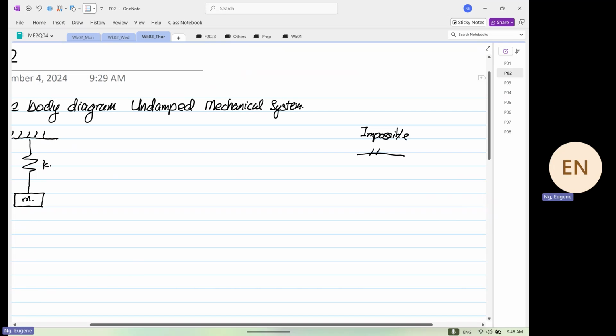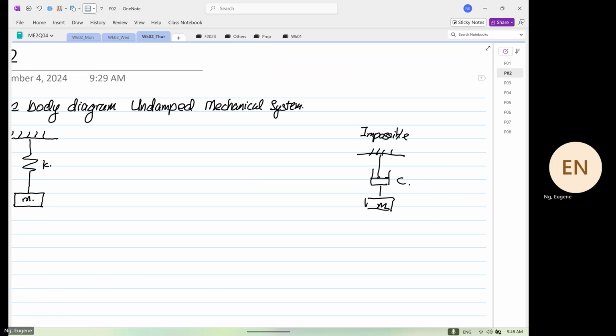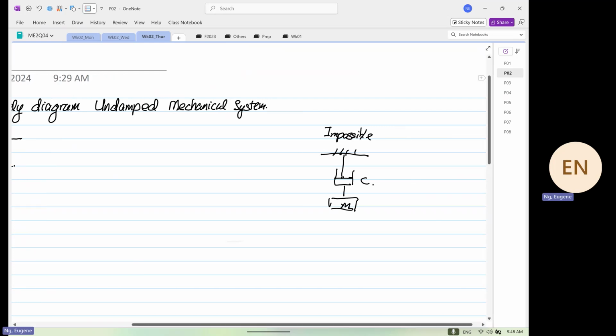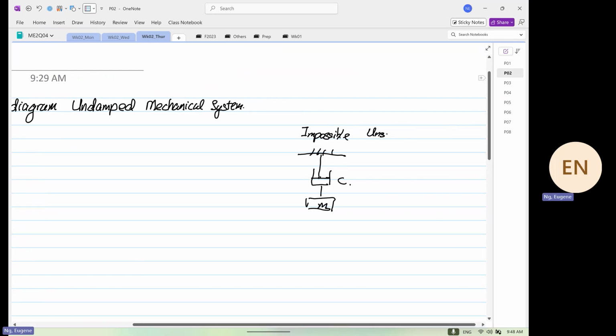to have this in a mechanical system? Okay, it's impossible. Why? Anyone? Yes. It won't come back, right? When you let go of the weight, it will not oscillate. Yeah, okay. So it's impossible to have a what? Unspring system. Are we clear? Okay, this is impossible.